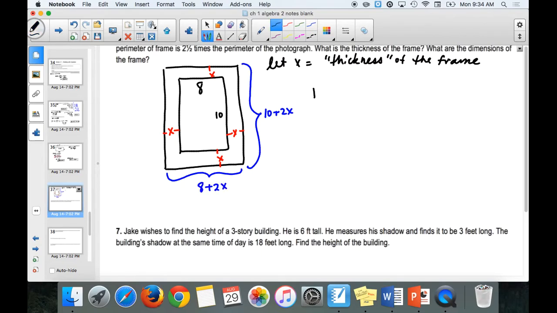Let's talk about, it kind of helps if you just, so the perimeter of the frame, we'll talk about each of these, and the perimeter of the photograph.